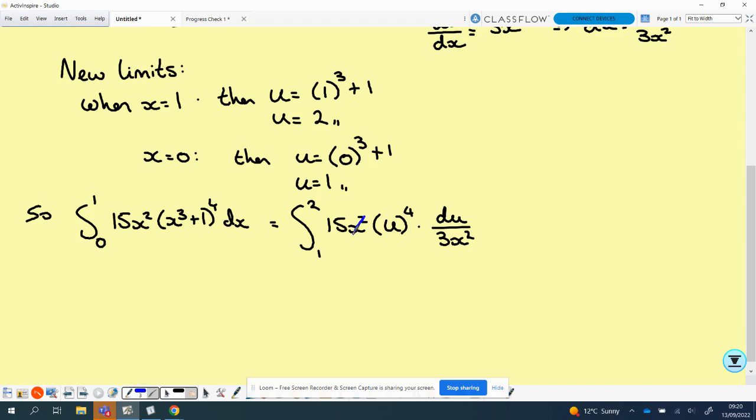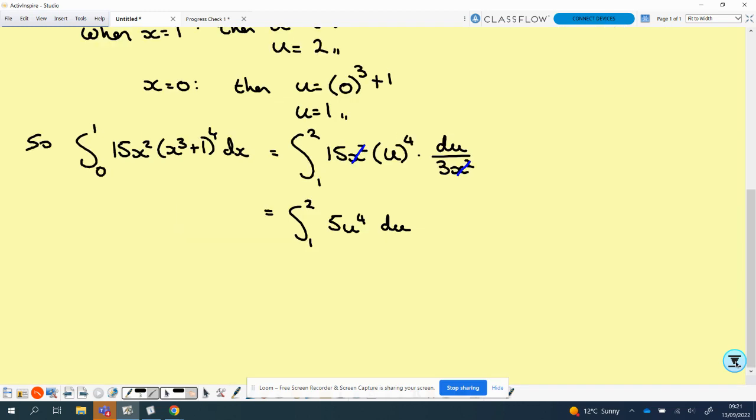So the x squared is going to cancel. 15 divided by 3, that's also going to give me 5, so that's going to equal 5u to the power 4 du with limits 2 and 1. Okay, so the x squared is cancelled, 15 divided by 3 would just leave me with 5 there.